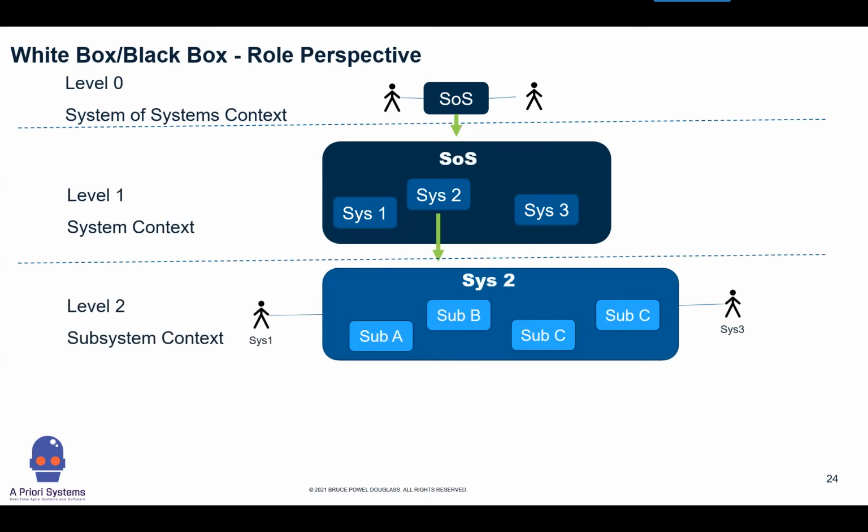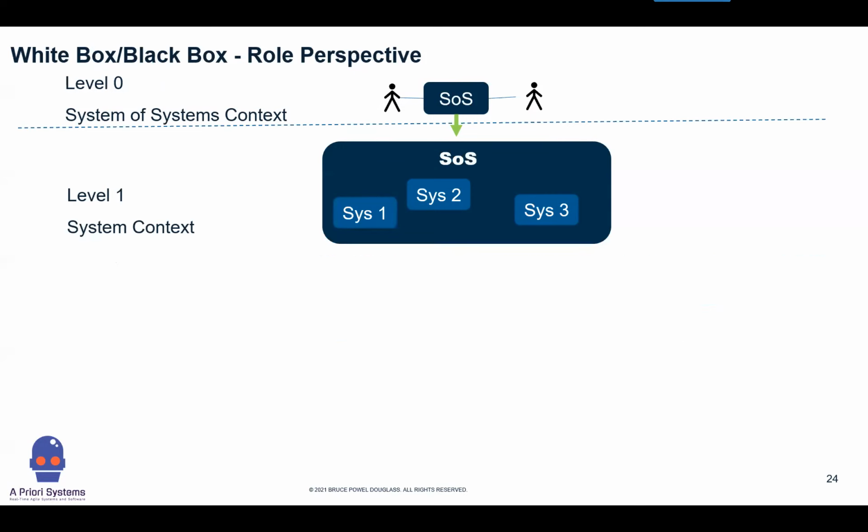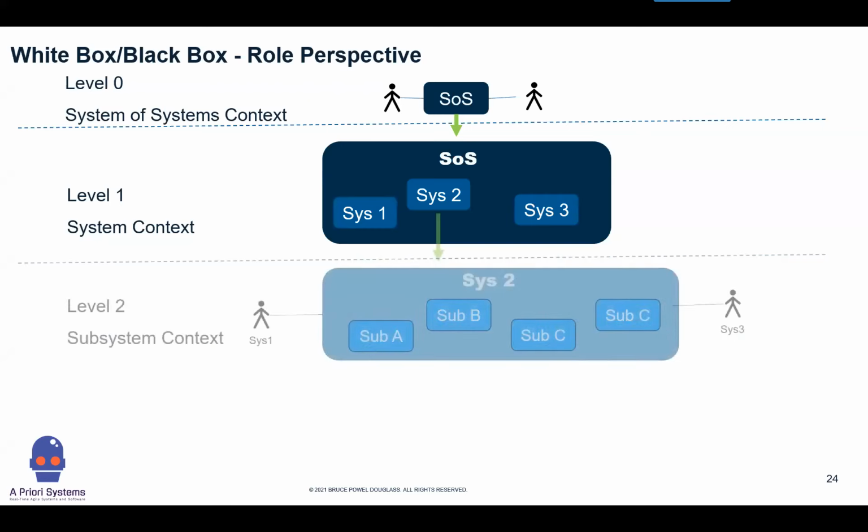And now I can talk about levying requirements on the individual subsystems because they're visible inside my perspective. One level up, I can't see the subsystems. I can't levy a requirement on a subsystem here because I can't see it. It's important to maintain that perspective when I'm specifying requirements.